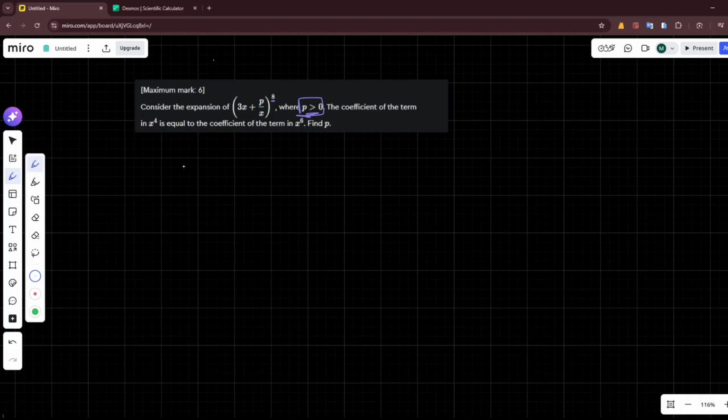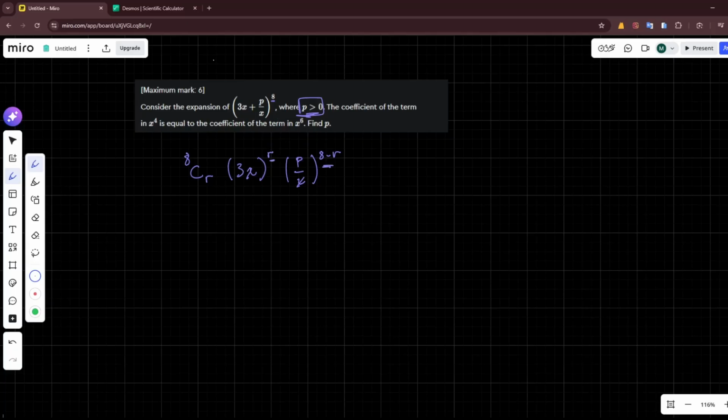If we start with a general term for this, we're always going to have 8 choose r. It doesn't matter which way we put this, but we're going to have (3x)^r, and then our second component, (p/x)^(8 minus r). What I'm doing here is representing the fact that these two powers have to add up to 8.